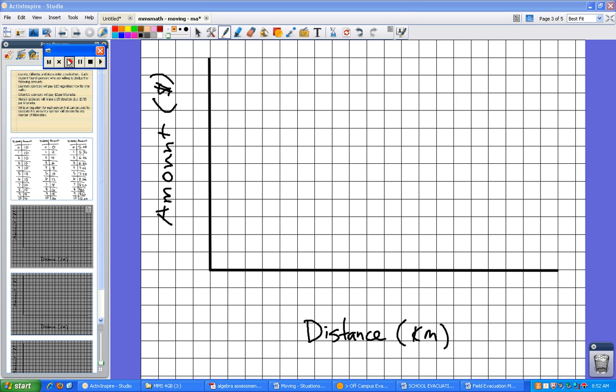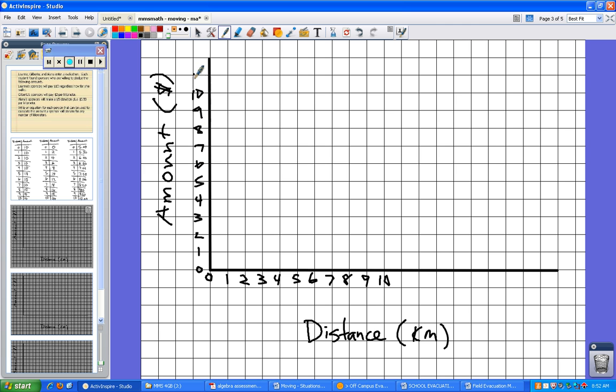Now, we just make sure we number, so we're going to go up to 10 kilometers on the bottom. And again, the numbers go on the lines, not in the spaces. Okay, I'm going to go by ones. So 0, 1, 2. At 0 kilometers, she gets $10. At 1 kilometer, she gets $10. At 2 kilometers, $10. So it's all $10.